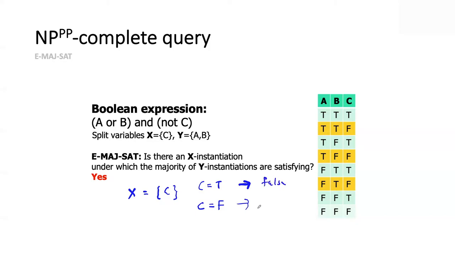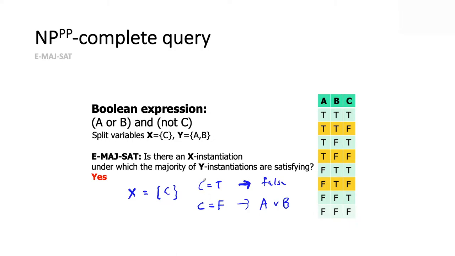And what happens if I condition that formula on C equals false? What do I get? Okay, people are typing. I'm getting a whole bunch of answers, but no, it should be A or B. That's what this formula should simplify to, because when I set C to false, not false is true, and true and something is that something. So what's going on here is, is there an instantiation under which the majority of Y instantiations is satisfying?